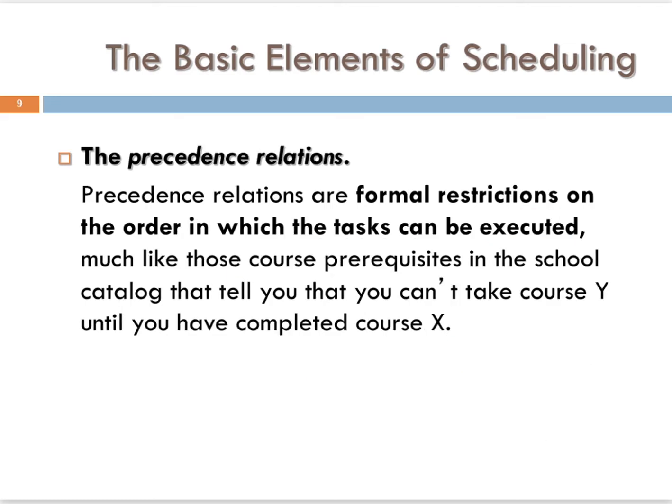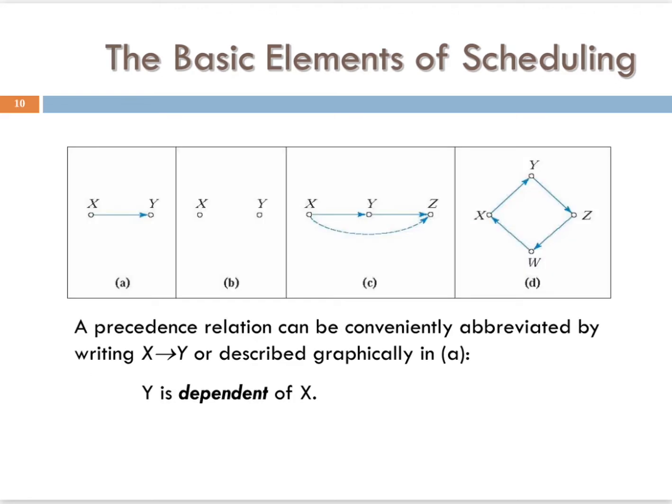All right, so now we're going to go over precedence relations. We have formal restrictions on the order in which the task can be executed, meaning we can't put the cake in the oven until after we've mixed the ingredients and poured it into the pan. So pouring it into the pan, mixing the ingredients, gathering the ingredients, all of that precedes, or comes before, we can put the cake into the oven. So let's look at a couple of examples.